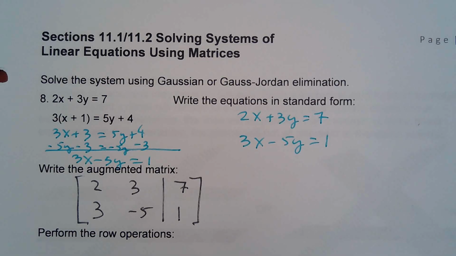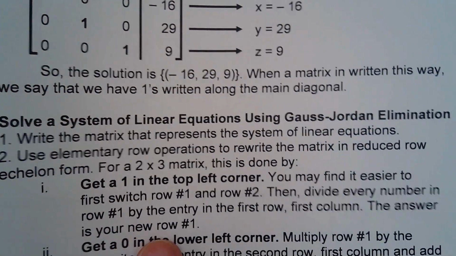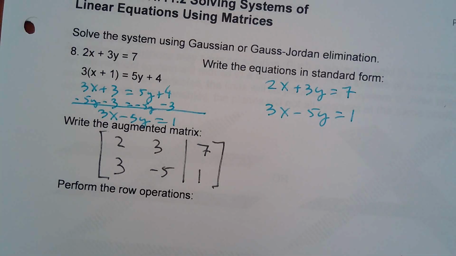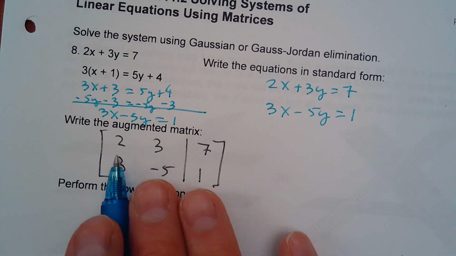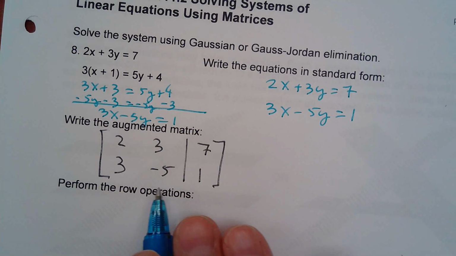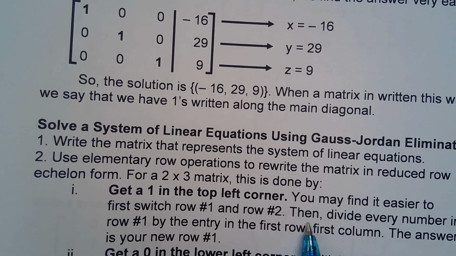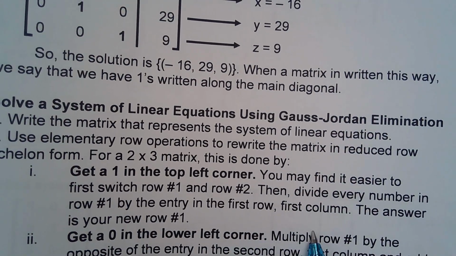So remember, the first thing I want to get, so let's get our procedure over here from a couple pages ago. I want to get a 1 in the top left corner. Here I'm probably going to stick with this being my row number 1, because I'd rather divide by 2 than divide by 3. So what we're going to do then is divide every number in row number 1 by the entry in the first row, first column.